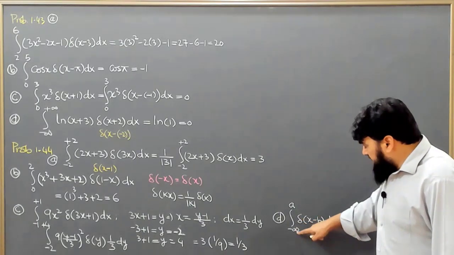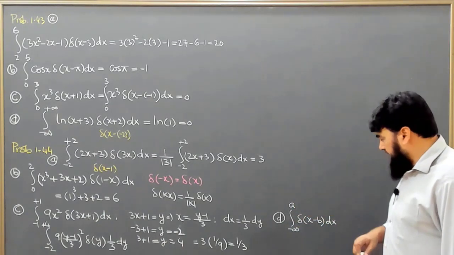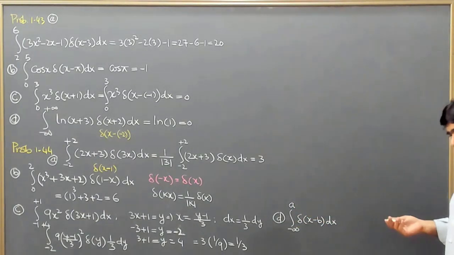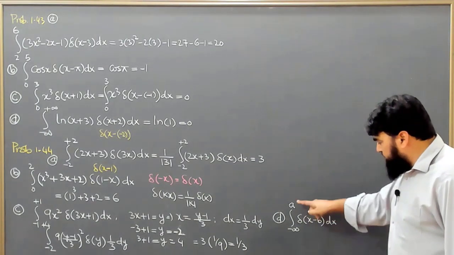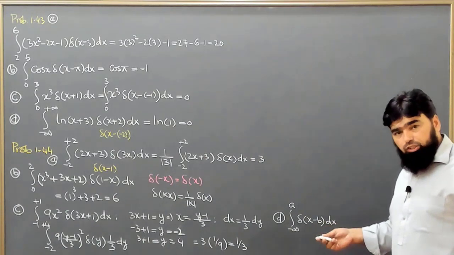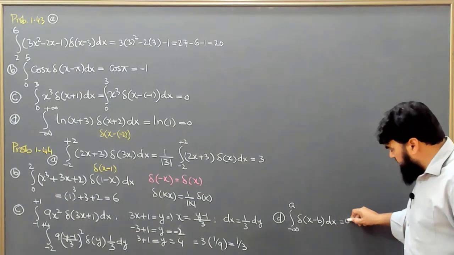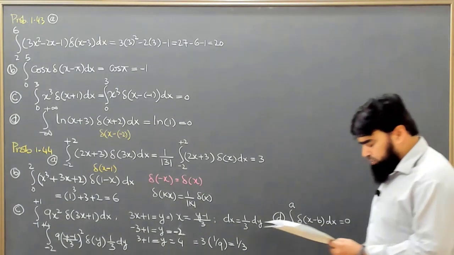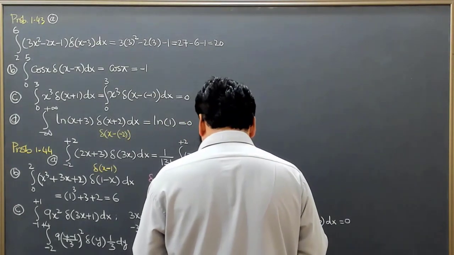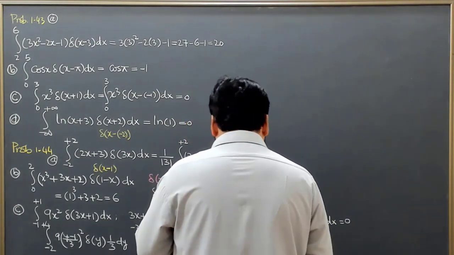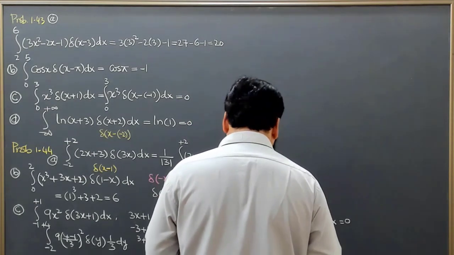So the range is from minus infinity to a, so this is now conditional as well: if b lies inside this range, then we will have its result, but if it lies outside, then its result will be equal to 0. So it is to be specified first very clearly, and then we can solve this one. As a general look, it will be equal to 0.